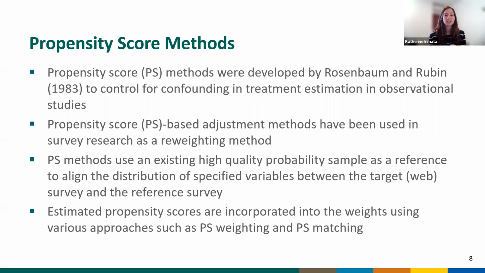Propensity score weighting directly uses the estimated propensity scores to adjust your weight. So, for example, you could divide your survey weights by your propensity score or by a function of the propensity score. On the other hand, propensity score matching uses the estimated propensity scores to match similar responses. And so you need a specified distance measure to determine similarity. And then the matched responses will be adjusted accordingly.